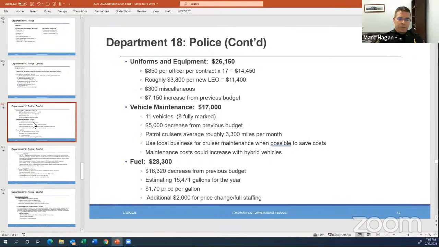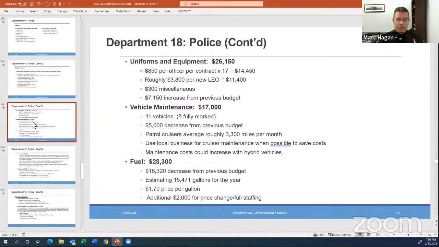Vehicle maintenance, we have 11 vehicles total. 8 of them are fully marked. We do have a $5,000 decrease here from the previous budget. We try to use a local business whenever possible to save costs when we're doing vehicle maintenance. There's potential this year if we purchase a hybrid cruiser that the cost could go up. We're not really sure on that yet.